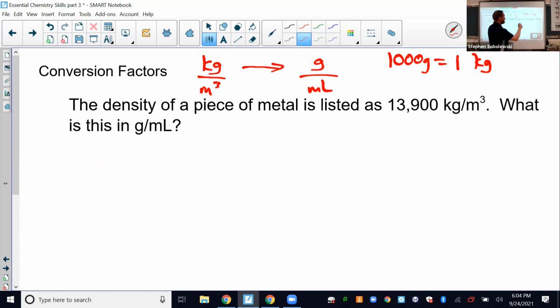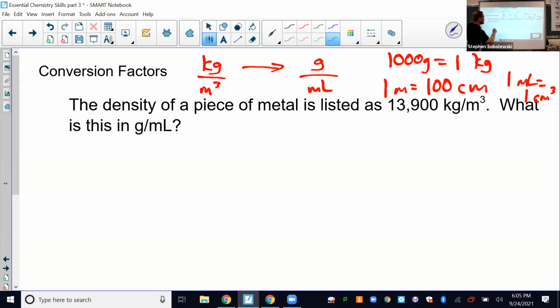We did this already. 1 meter equals 100 centimeters. Not cubic meter or cubic centimeter, linear. 1 meter is 100 centimeters. That's going to get us there. We're just going to have to cube it. Now that's going to get us into centimeters cubed. Can you tell me how to go from centimeters cubed to milliliters? I hope you can. It's 1 to 1. We talked about it. 1 milliliter equals 1 centimeter cubed. This should be all we need.